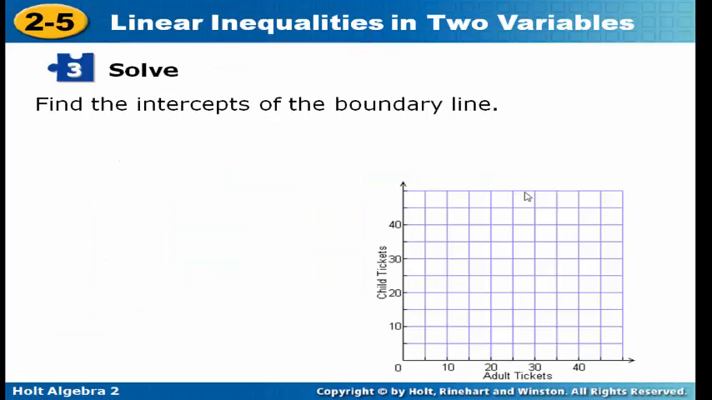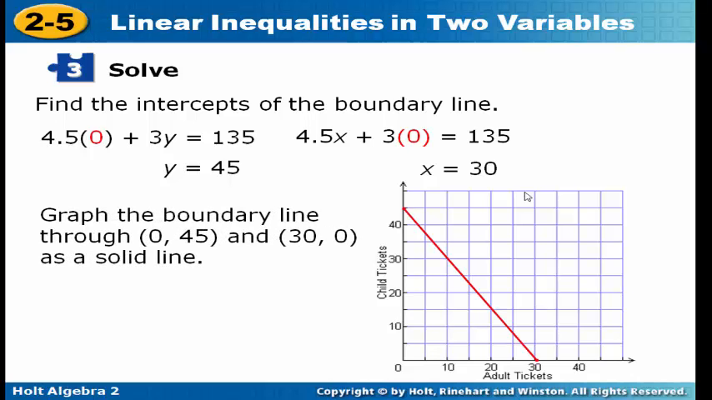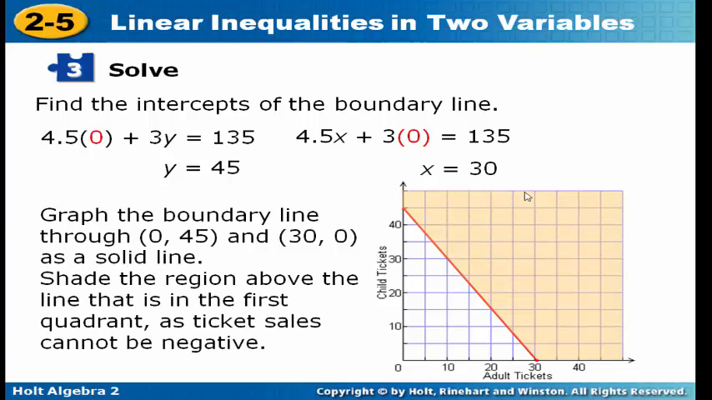And then, by using the previous method, find the x-intercept and y-intercept: put x equals 0 and find y, put y equals 0 and find x. So now we have 2 points, (0, 45) and (30, 0). Graph, and then we can take the point here (0, 0) and take any point here. If this point satisfies the inequality, graph this region, and if the point here satisfies the inequality, graph this region. So we are going to shade up.